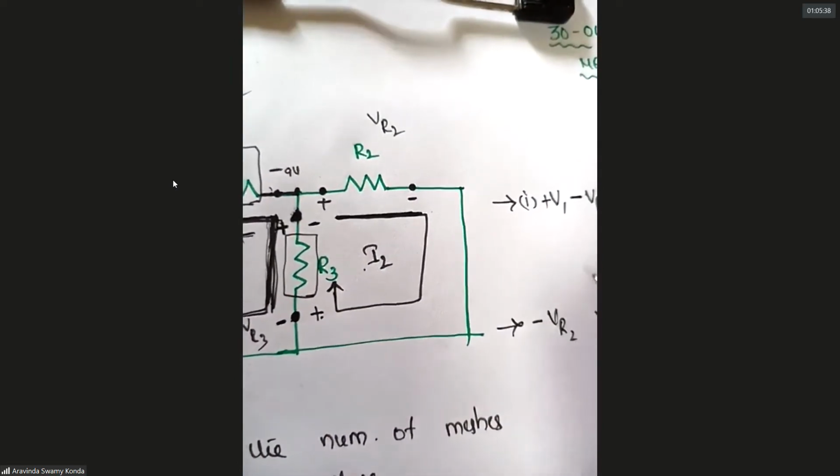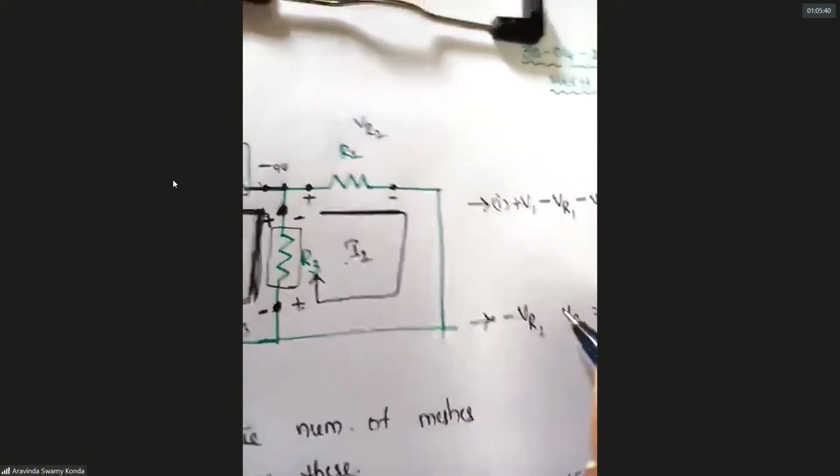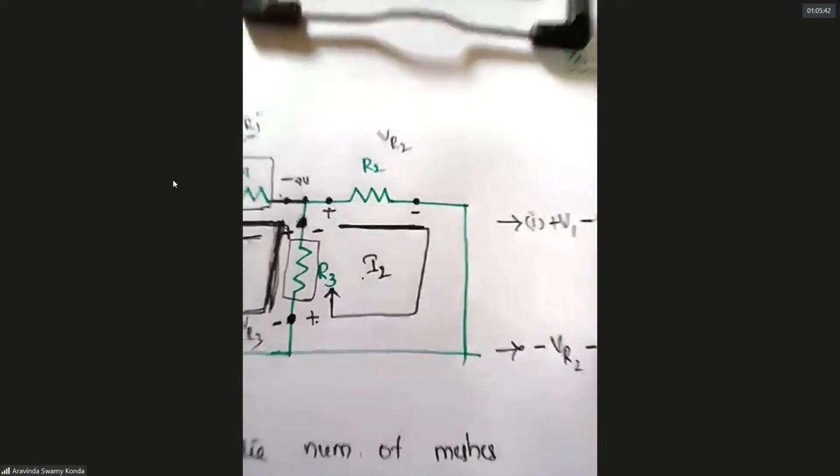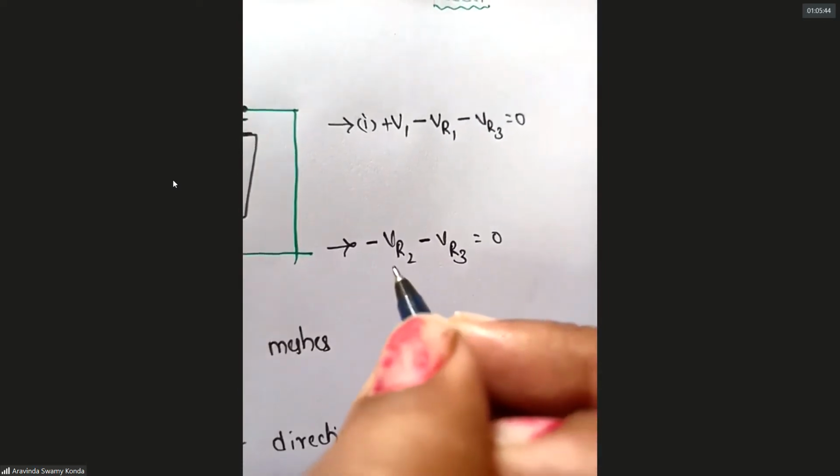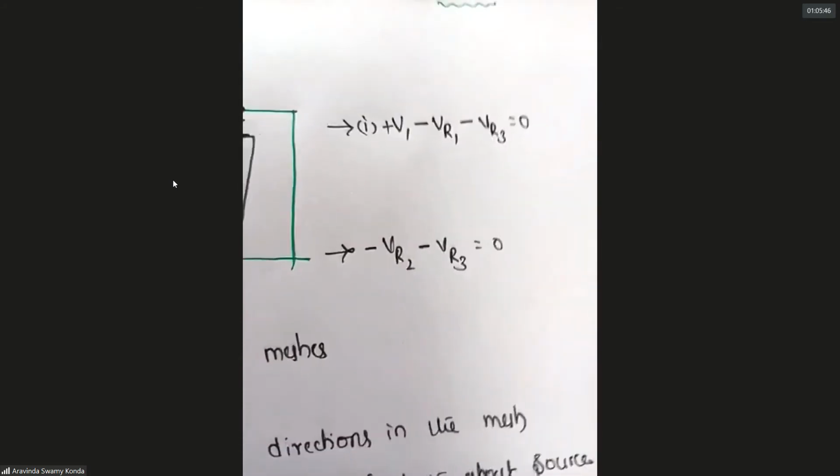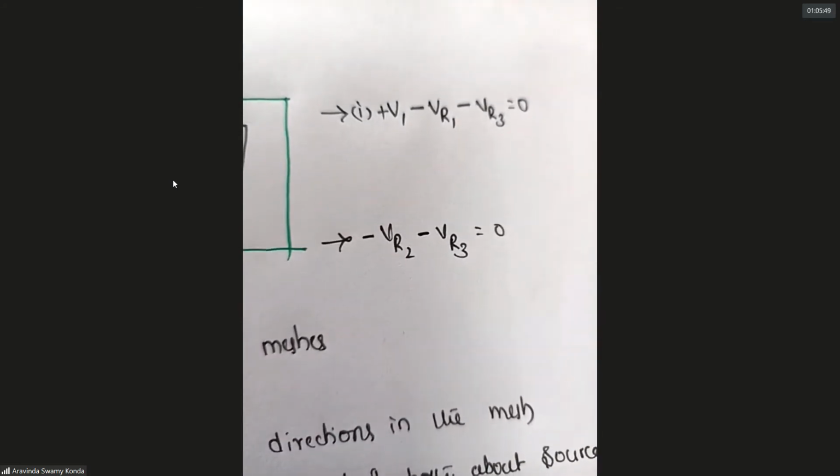What sign do you want to give? Minus, sir. So what equation are you getting here? Minus VR2 minus VR3. Am I clear up to now? Yes, sir.